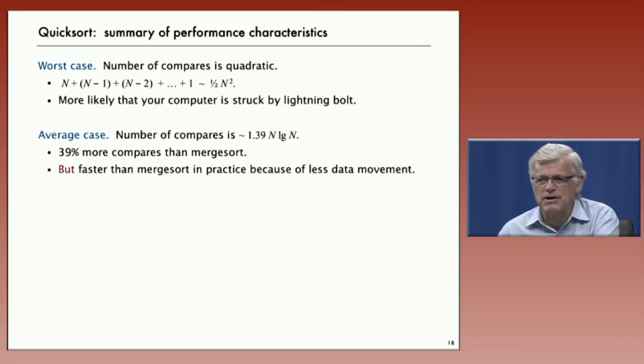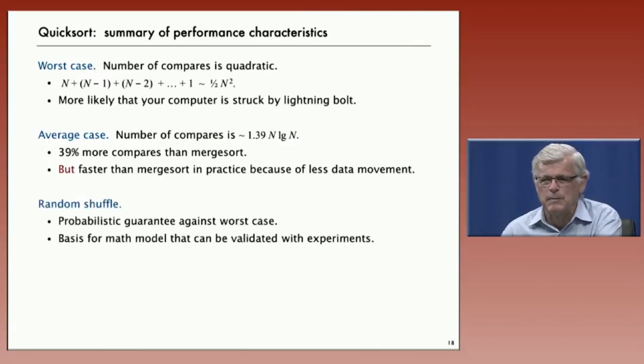So that's more compares than merge sort uses, but QuickSort is much faster because it doesn't do much corresponding to each compare. It just does the compare and increments a pointer, whereas merge sort has to move the items into and out of the auxiliary array, which is more expensive. So the random shuffle is a key for good performance in QuickSort. It gives us the guarantee that the worst case is not going to happen, and also it allows us to develop a math model that we can go ahead and validate with experimentation.